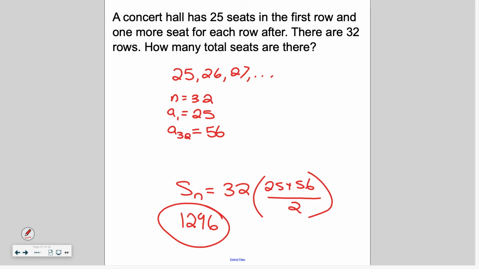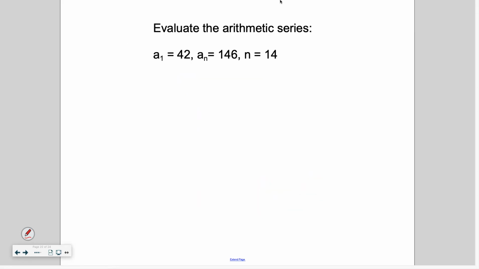Okay, I only have one other type. Just want to show you guys this because sometimes they do word it a little bit differently or it just looks a little different, but it's the same thing. So this is 42 is your first term, 146 is your last term, and 14 is your n. So they give you everything you need to know in that case. You would just have to find the sum. Okay, so just so you saw that as well.